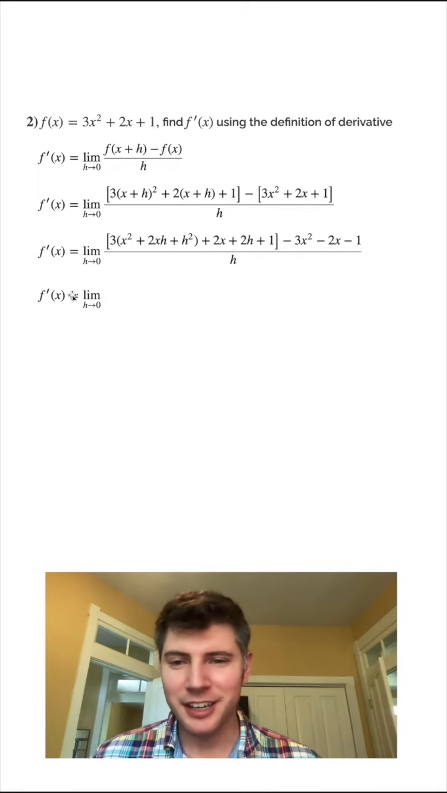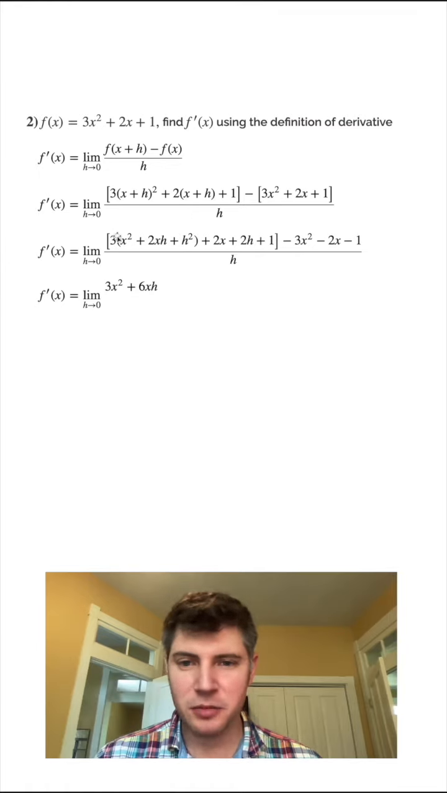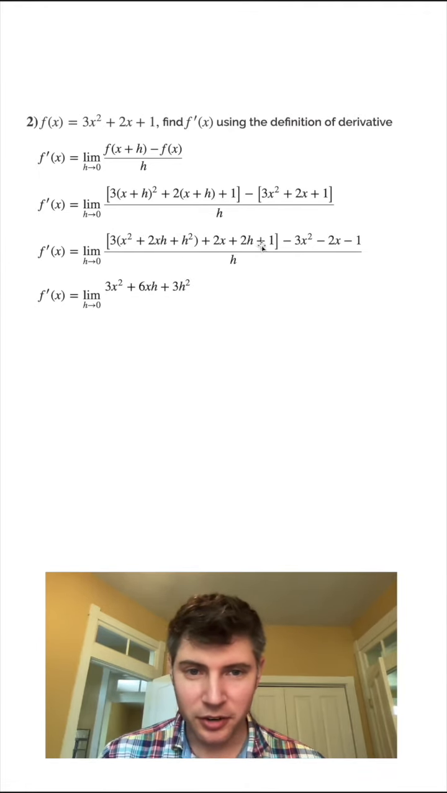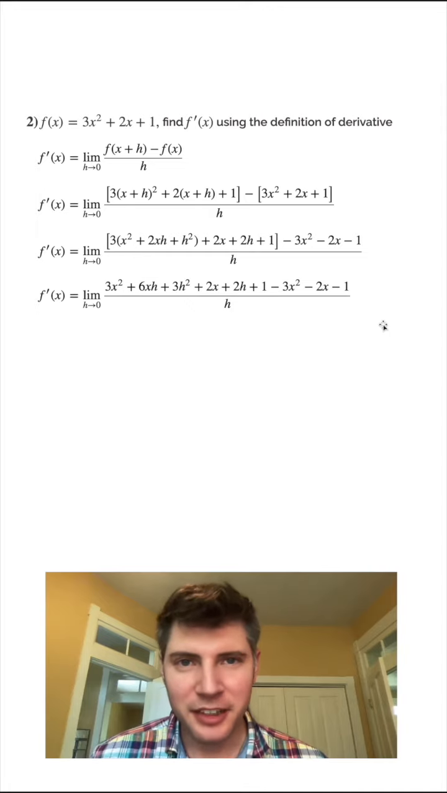Copy this stuff down again, and let's distribute the 3 to all three of these. 3x squared plus 6xh plus 3h squared. All the rest of this is already simplified, so we'll just copy it down. And then bring down the divided by h.